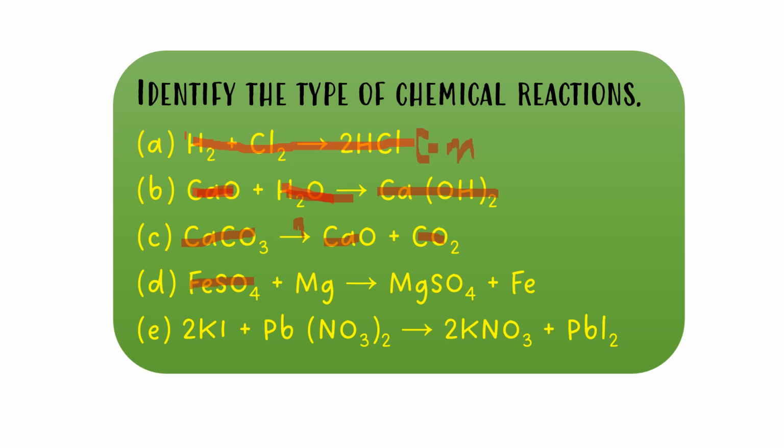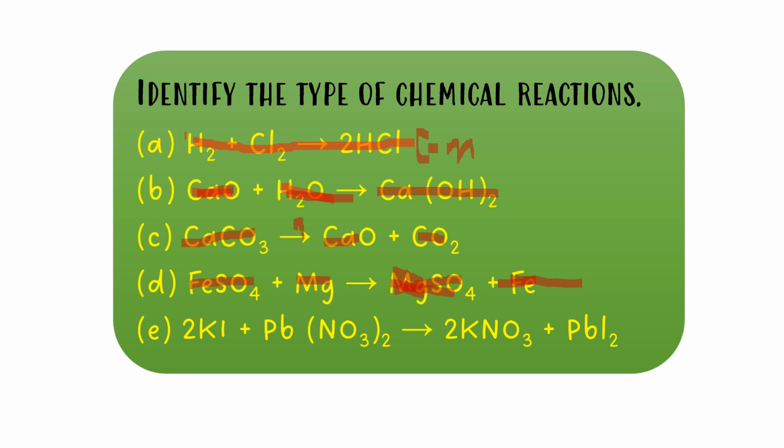Next goes FeSO4. Iron sulfate, when it reacts with magnesium, releases magnesium sulfate and iron. So this becomes a displacement reaction. It can also be called a single displacement reaction, as a highly reactive metal replaces a less reactive one. Magnesium, which is more reactive than iron, replaces iron from its sulfate solution and forms magnesium sulfate, because magnesium is more reactive as compared to iron. We also know about the reactivity series.